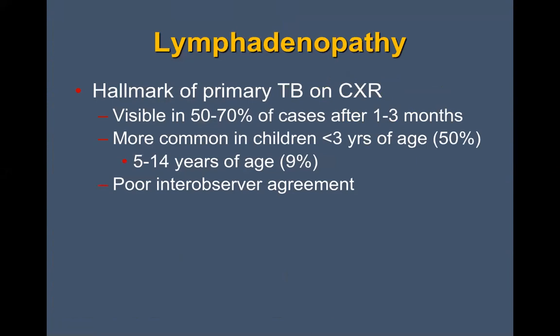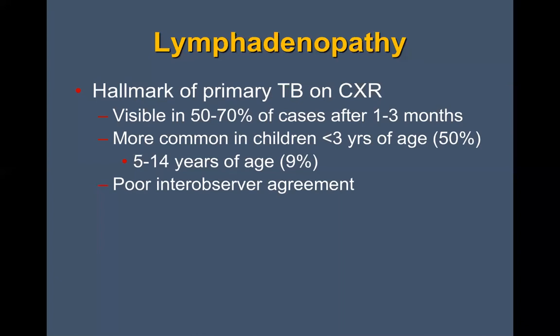It's really the hallmark of primary TB on chest x-rays. And it will be visible in a majority of cases sometime 1 to 3 months after the initial infection. We see it much more commonly in young children under 3 years of age, but even then we only see it about 50% of the time.